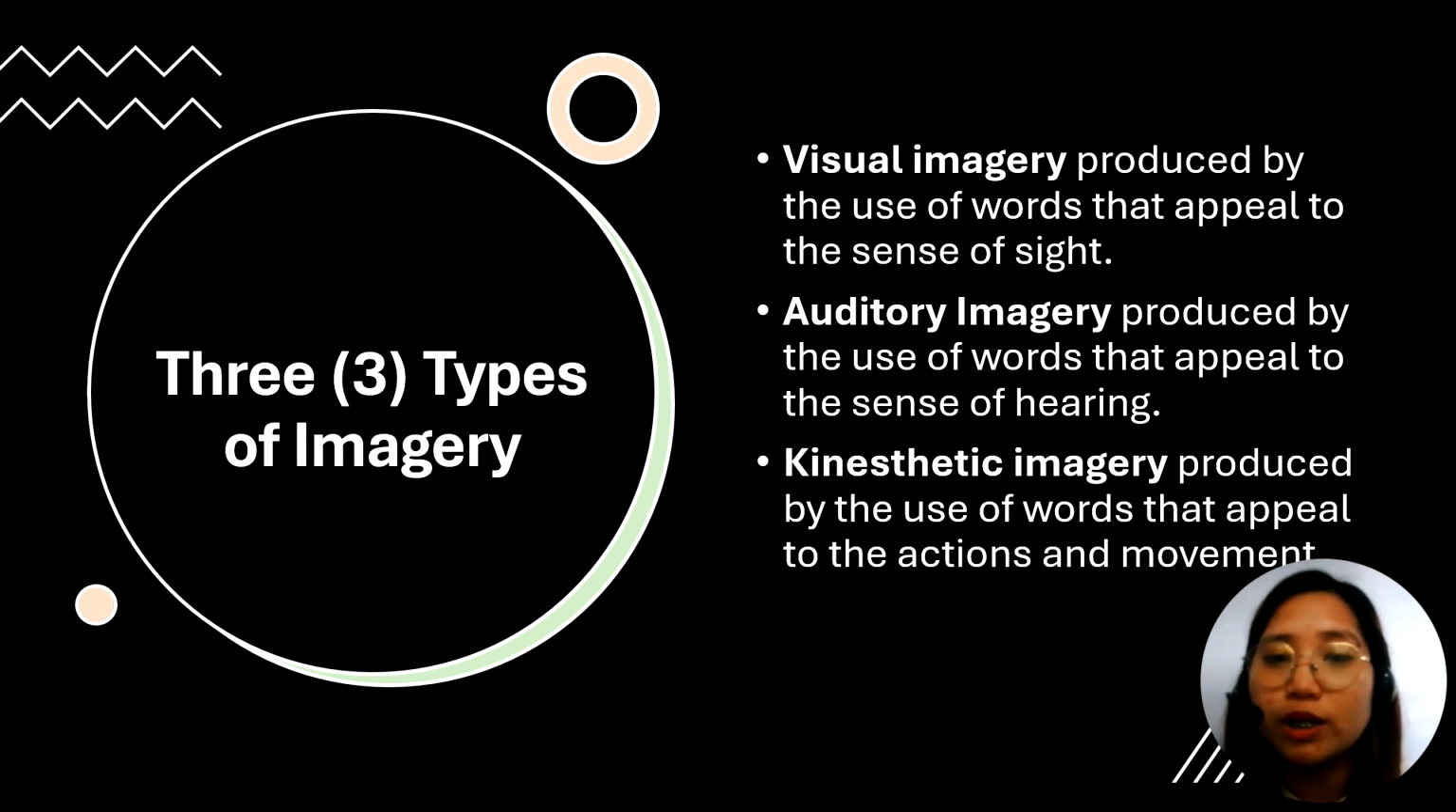One of those is the visual imagery, produced by the use of words that appeal to the sense of sight. So if the descriptive words that you're going to use appeal to the sight of the readers, then we call it visual imagery. But when it appeals to the sense of hearing of our readers, we call it auditory imagery. But if it also appeals to the sense of the actions, the movements of our readers, that is kinesthetic imagery. So I hope that is clear.